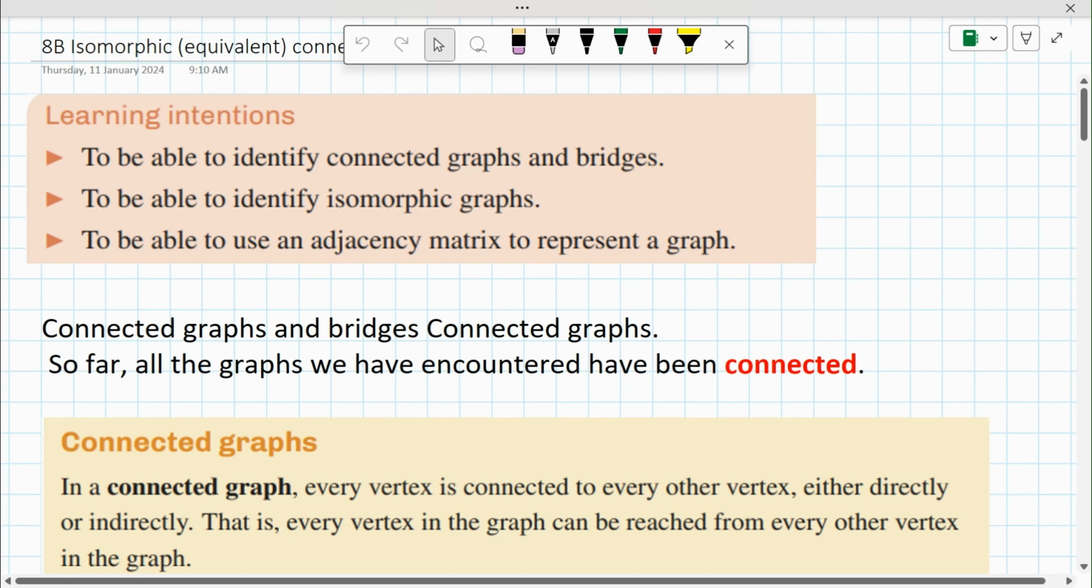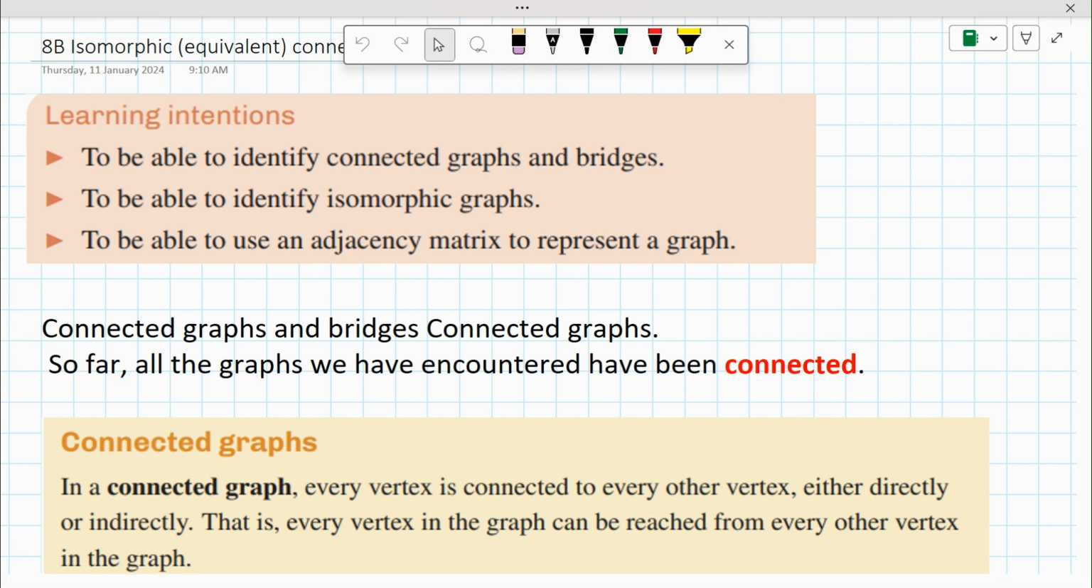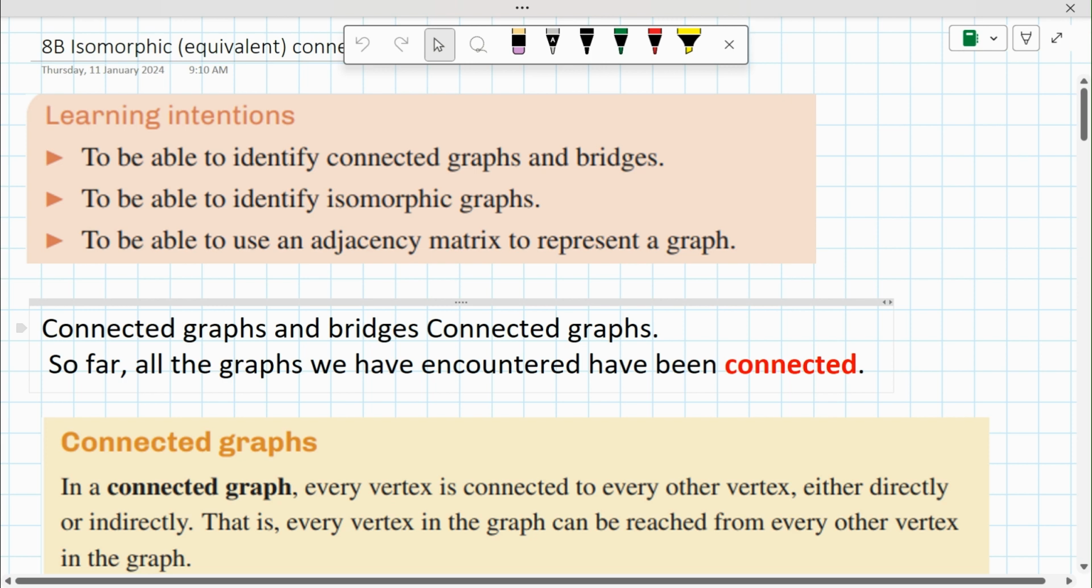Hello everyone, welcome back to General Maths Units 1 and 2. Today we're going to continue with Chapter 8B, isomorphic graphs and connected graphs, and also adjacency matrices. We're going to use matrices to represent our graphs and networks, and then also look at what a connected graph and a disconnected graph look like. Hope you enjoy it, and we're going to start right now.